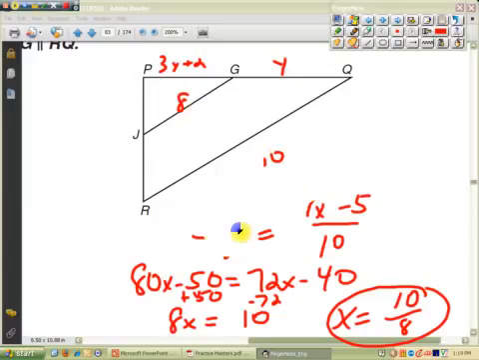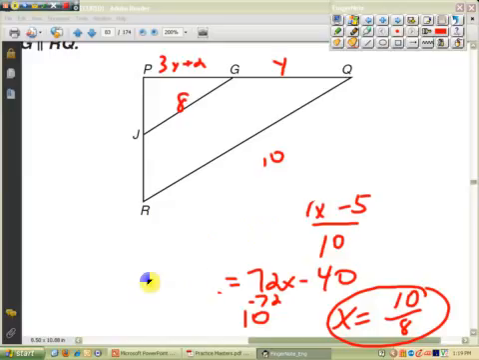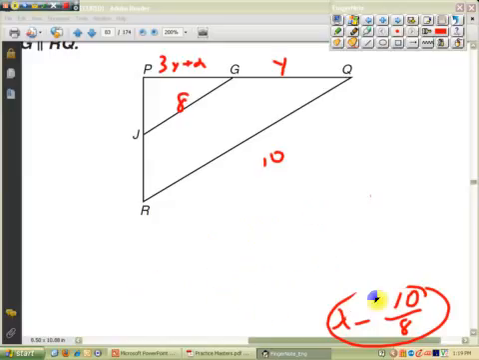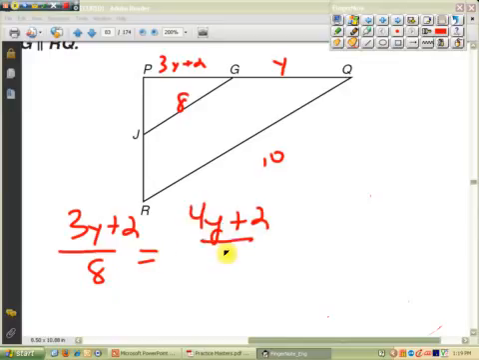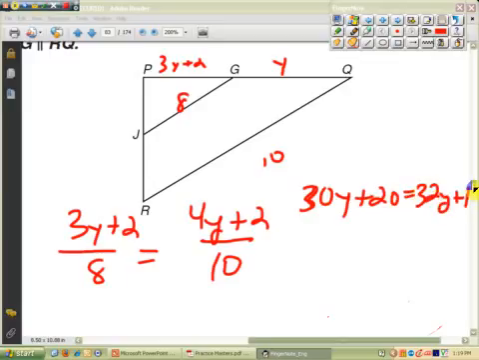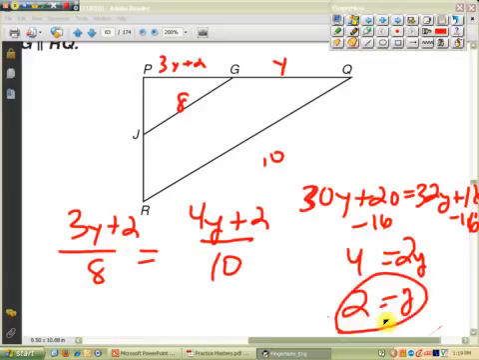So now in order to find Y, you set up the proportion the same way as you did for X. You have 3Y plus 2 over 8 equals 4Y plus 2 over 10. Cross multiply. You get 30Y plus 20 equals 32Y plus 16. And when you subtract 30Y, you're going to get 2Y. And when you subtract 16 from here, you're going to get 4. So Y is 2. Skip number 5.